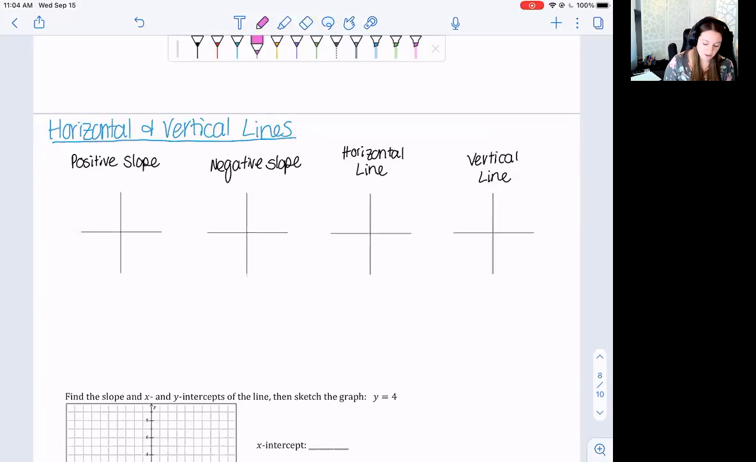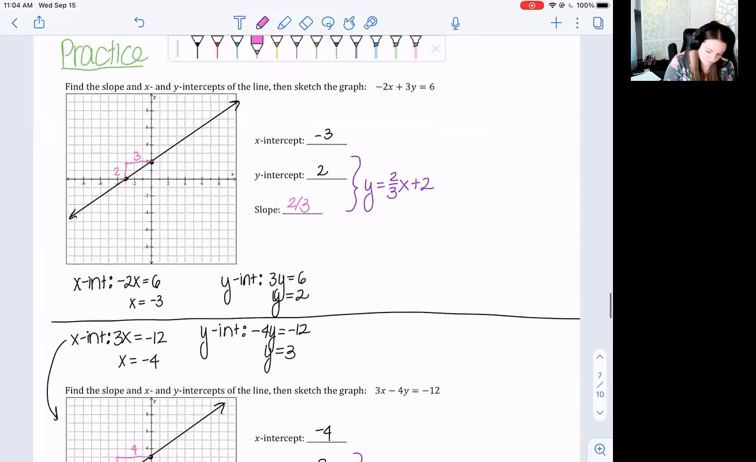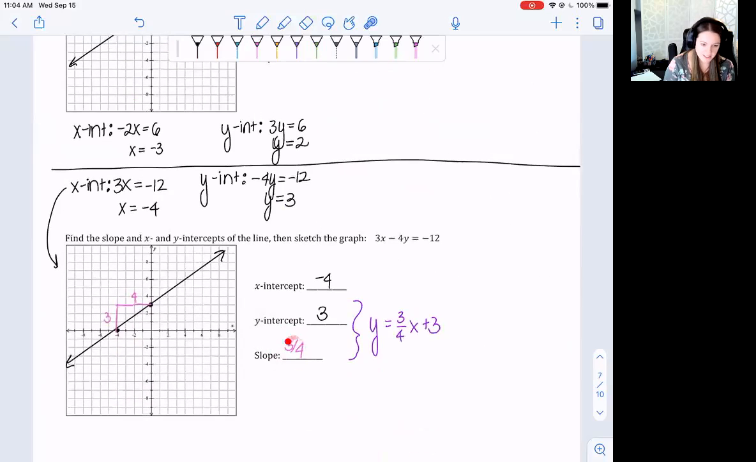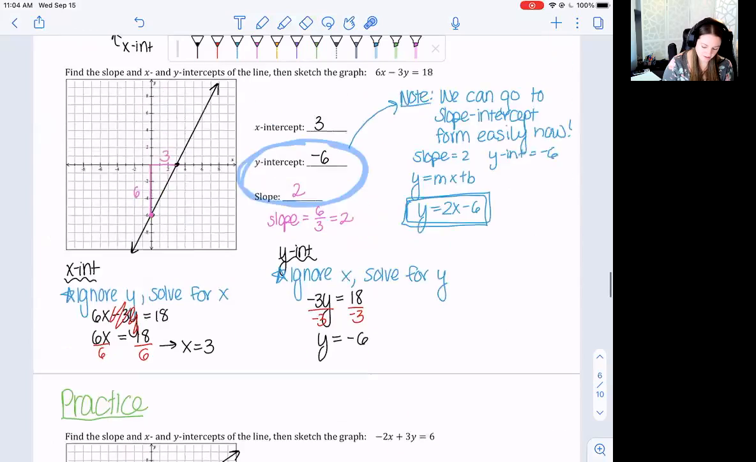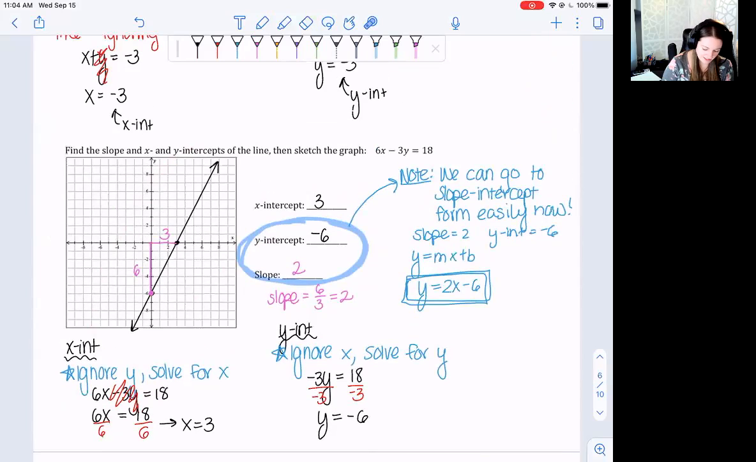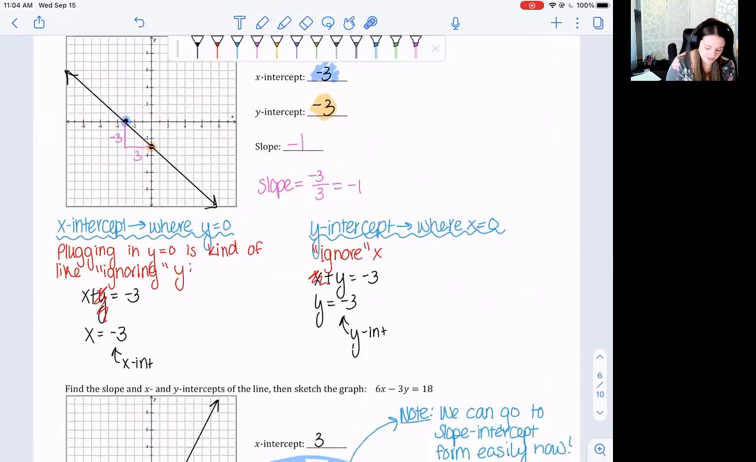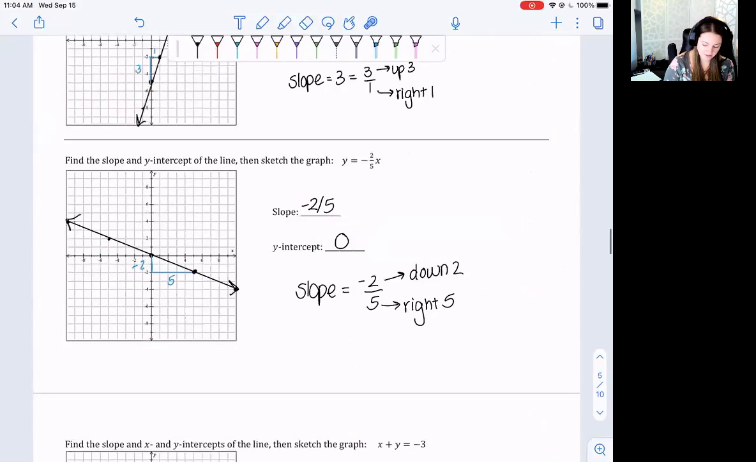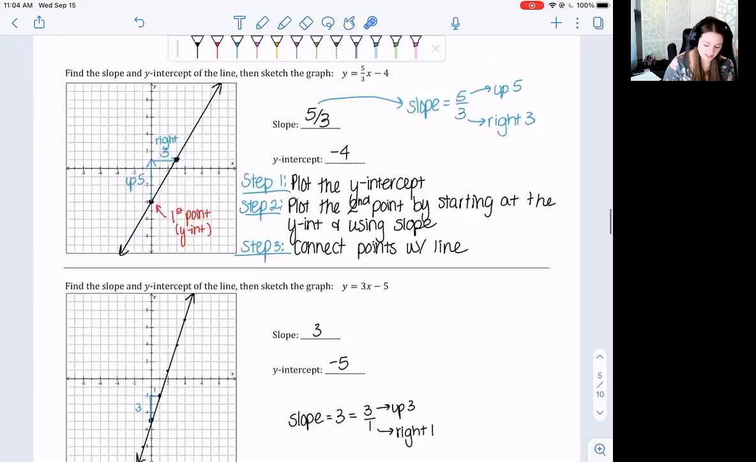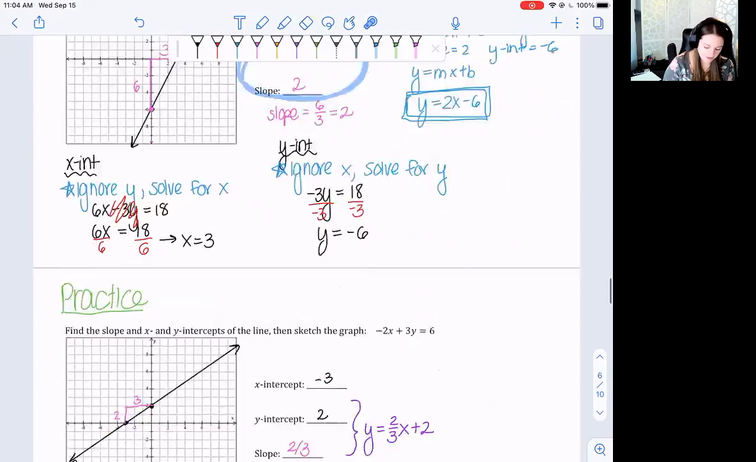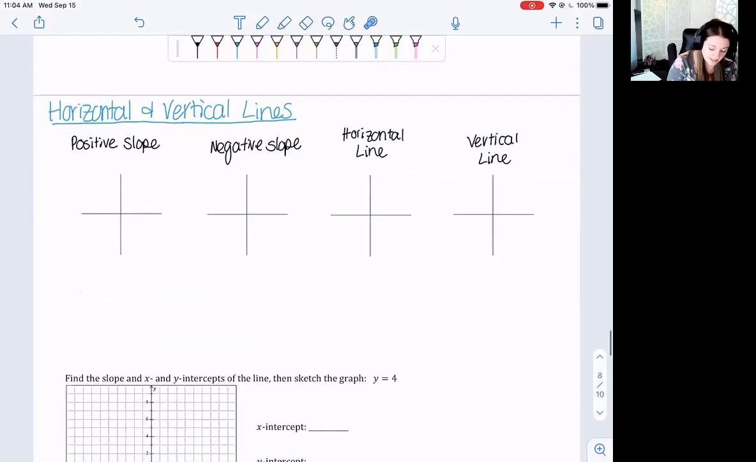So lines with positive slope, if we look at lines that have positive slope, so this number here is positive. Look at the shape of this line. Positive. Look at the shape of this line. Positive. Shape of the line, compare to negative. All right, this slope was negative. Notice the shape of this line. Slope here, negative, positive.